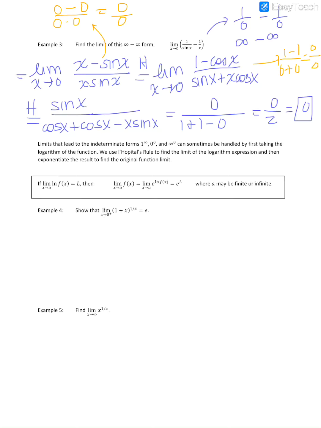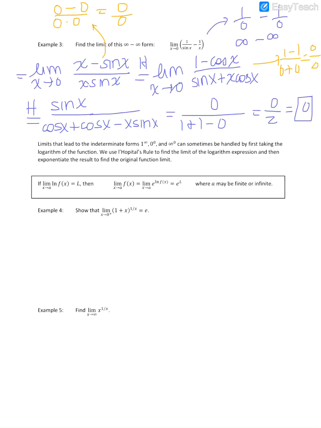All right, last thing today, last thing for the week. Limits that lead to the indeterminate forms 1 to the infinity, 0 to the 0, or infinity to the 0 can sometimes be handled by first taking the logarithm of the function. We use L'Hopital's rule to find the limit of the logarithmic expression, and then we exponentiate the result to find the original function limit. Okay, so this is basically trickery and deceit. We're going to pull a fast one, and then at the end, we'll just undo it.